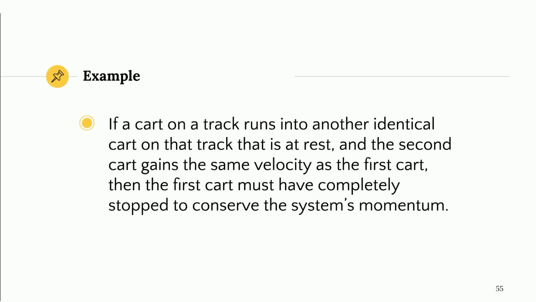So here's an example. If a cart on a track runs into another identical cart on that track that is at rest, and the second cart gains the same velocity as the first cart, then the first cart must have completely stopped to conserve the system's momentum. Because since the masses are the same, when the first one hits, all of the velocity has to go into the other one in order for the velocity of the second one to be the same.